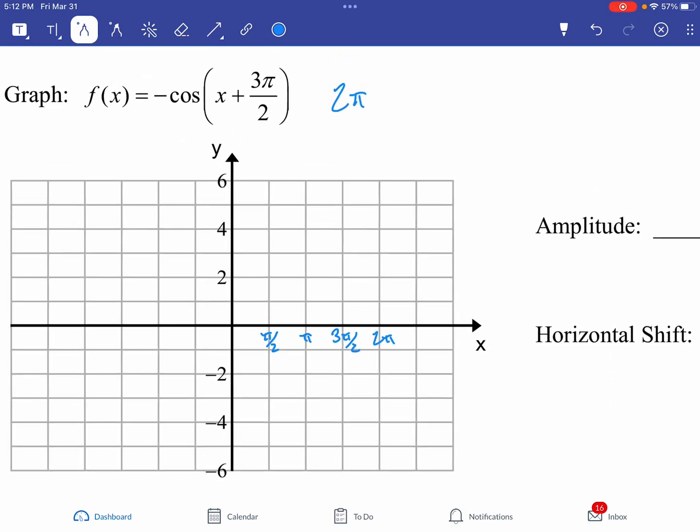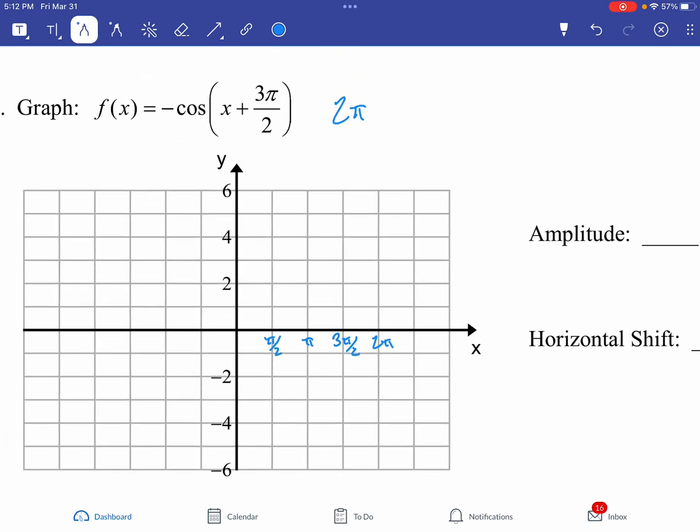Step 2 is the horizontal shift. Because we're adding 3 pi/2 inside the parentheses, that means I'm going to have a horizontal shift. It's going to go to the left by 3 pi/2, which is 3 intervals. So I'm going to have negative pi/2, negative pi, and negative 3 pi/2.